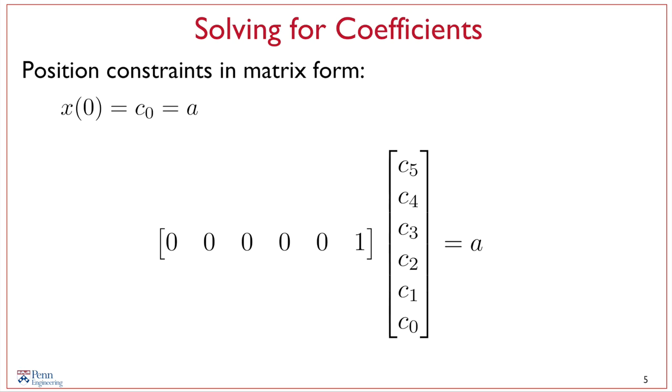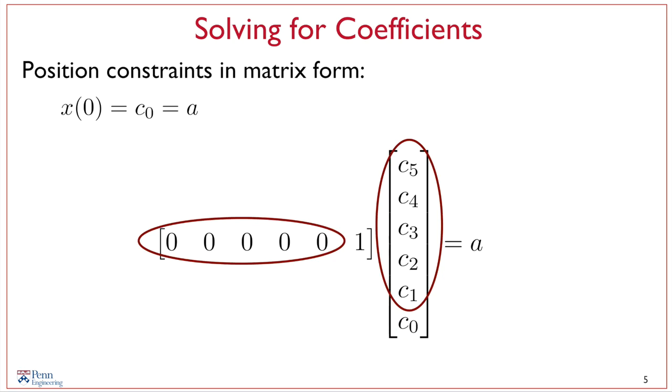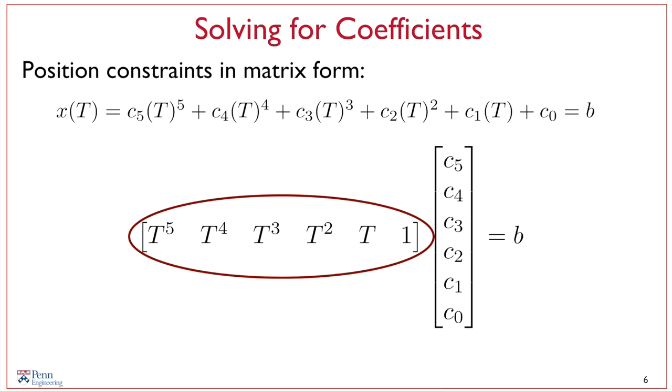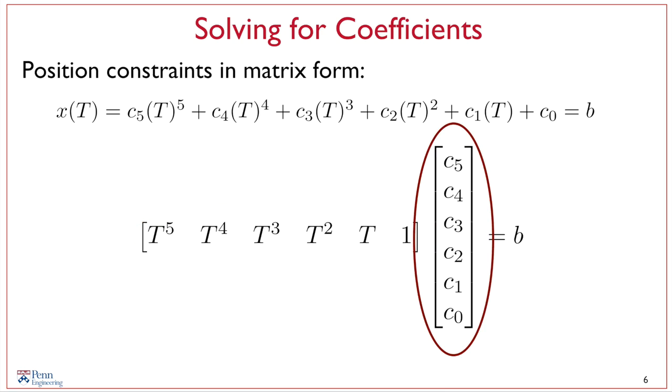Further, if we carry out the matrix multiplication, C0 will be multiplied by 1, and all the other coefficients will be multiplied by 0. Thus, this matrix expression is equivalent to the constraint C0 equals A. We can similarly represent the position constraint at time big T in matrix form. Again, because big T is known beforehand, the matrix on the left contains only constants. We see that the second matrix term on the left-hand side, which contains our unknown coefficients, is the same as the second matrix term of the left-hand side of the position constraint at t equals 0.